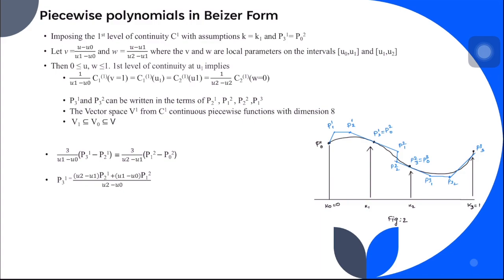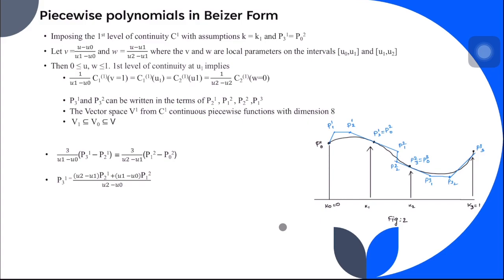The first level of continuity at u1 implies 1 by (u1 minus u0) into c1 of 1 at v equal to 1, that is c1 of 1 at u1, equals c2 of 1 at u1, equals 1 by (u2 minus u1) into c of 1 at w equal to 0. So P31 and P32 can be written in terms of P21, P12, P22 and P31. The vector space V1 of C1 continuous piecewise polynomial functions with dimension 8 has been deduced here. The vector space obtained with the first level of continuity is V1, which is a subset of V0, which is a subset of V.